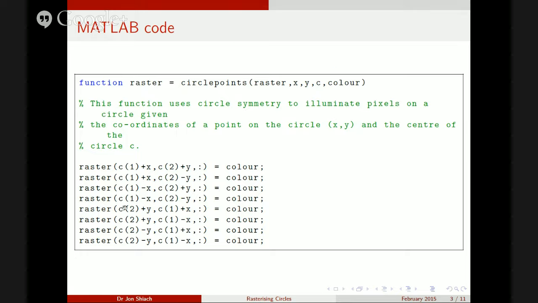Here we've got 8 lines of code corresponding to the 8 pixels around the circle. What you notice here is I've got the center x coordinate, which is C1, plus x, and the center y coordinate plus y, and all the others are just combinations of x and y, plus and minus. So this will return a raster with 8 pixels filled in, those 8 pixels being around the circle. So if you want to do the first additional task from assignment 10, you're going to have to use that somehow.